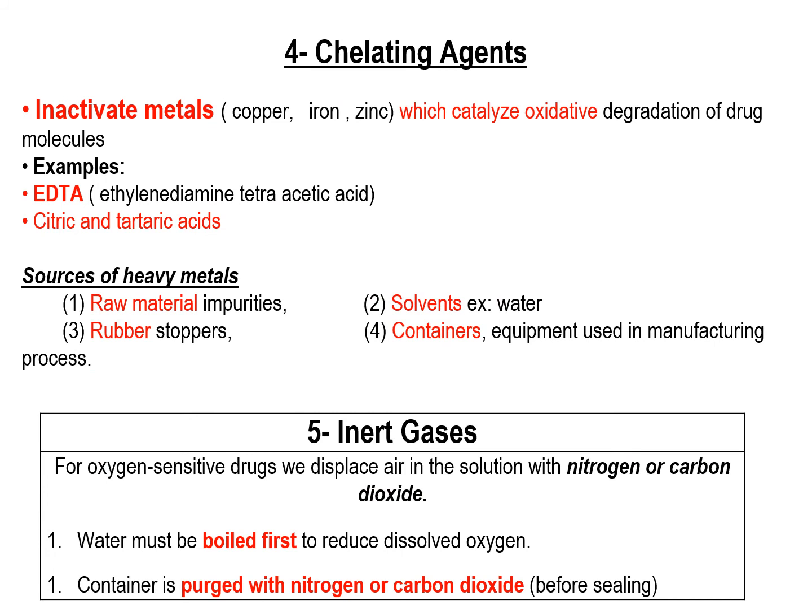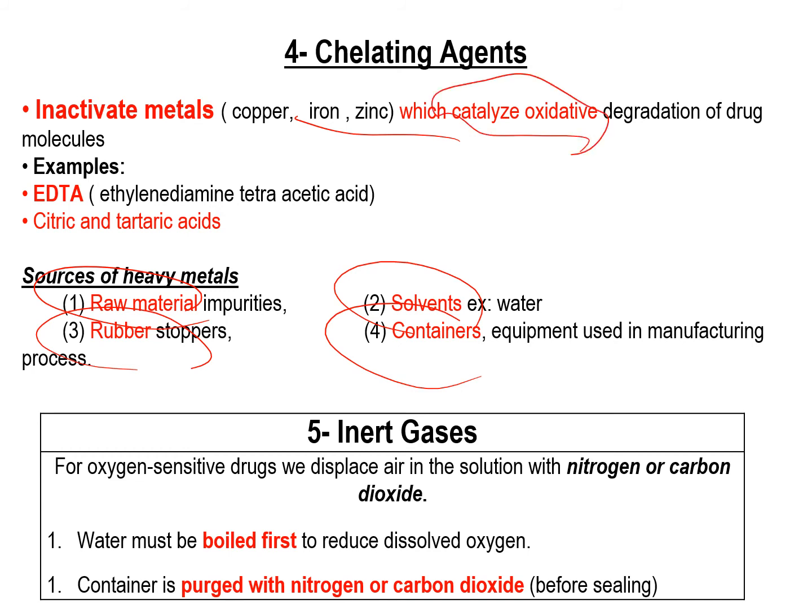Another excipient is a chelating agent, which is added to inactivate metals present in our preparation. Of course, we are not adding metals to our preparation. Heavy metals are present in the preparation coming as impurities from the raw material, from the rubber closure, from the solvent, from the container, from any source. And these heavy metals can catalyze oxidation. Especially if our drug is liable to oxidation, the presence of air and heavy metals will facilitate this oxidation. In this case, we have to add ethylenediaminetetraacetic acid or citric acid and tartaric acid to chelate and hide the metal and inactivate it.